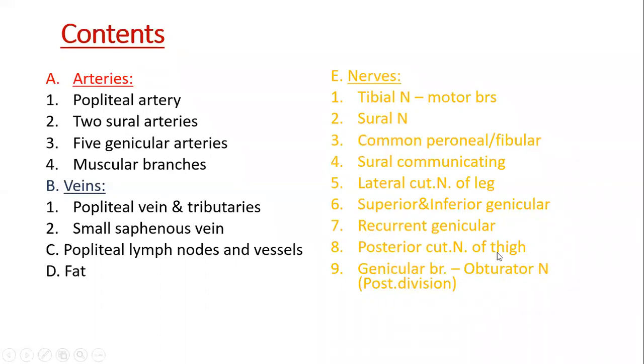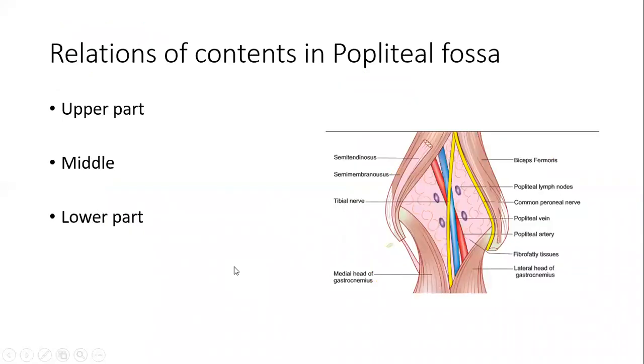Then we have posterior cutaneous nerve of thigh, and in the capsule, running along with the genicular arteries, we have genicular branch coming down from the posterior division of the obturator nerve to supply the knee joint. Then in the popliteal fossa, some miscellaneous structures in the form of popliteal lymph nodes and vessels and fat are also present. So this was all about the contents of the popliteal fossa.